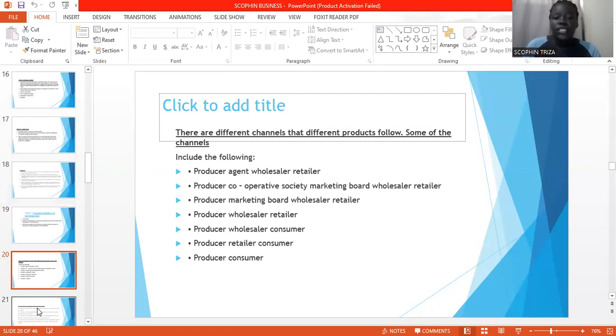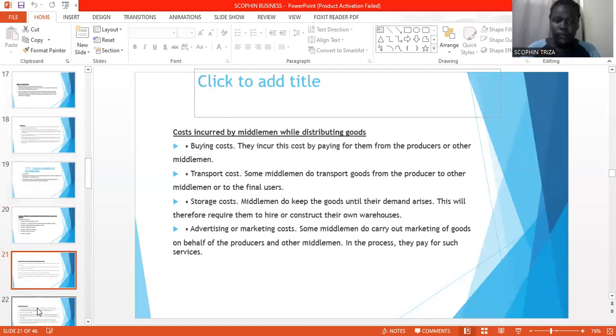Now, there are different channels that products follow. Some of the channels include: producer, agent, wholesaler, retailer; producer, cooperative society, marketing board, wholesaler, retailer; producer, marketing board, wholesaler, retailer; producer, wholesaler, retailer; producer, wholesaler, consumer; producer, retailer, consumer; and producer, consumer. Now, costs incurred by middlemen while distributing goods are buying costs, transportation cost, storage cost, and advertising or marketing cost.